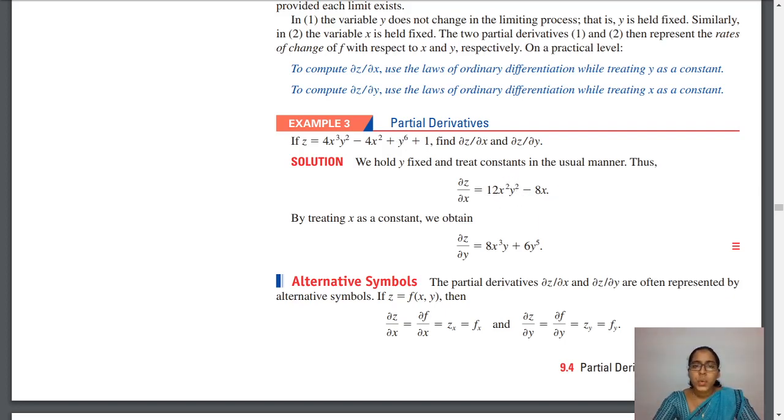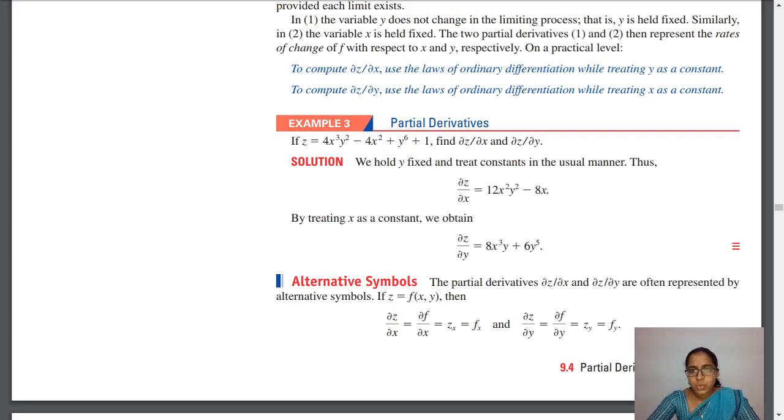Now we have to find dou z by dou y. While calculating the partial derivative of z with respect to y, we'll keep x as a constant. So in 4x cube y square, the 4x cube will be treated as a constant. And what is the derivative of y square? It is 2y. So it will be 8x cube y. And 4x square is a constant, and the derivative of a constant is 0. Then the derivative of y raised to 6 will be 6 into y raised to 5. The derivative of 1 is 0. So dou z by dou y is 8x cube y plus 6y raised to 5.